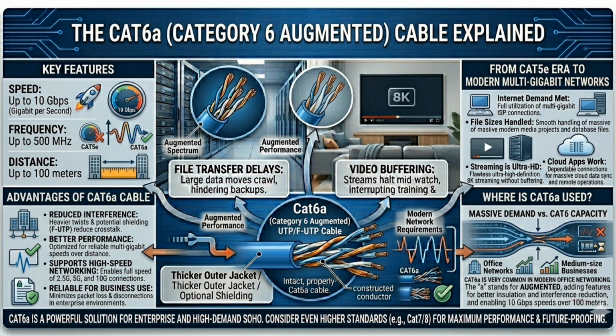Cat5 may struggle, whereas Cat6a provides better stability, faster speed, and better bandwidth. So the advantages of Cat6a are that it reduces interference, provides better performance, supports high-speed networking, and is reliable for business use. We can use Cat6a cables in office networks, in medium-sized businesses, in workstations, and to set up IT infrastructure. Cat6a is very common in modern office networking.